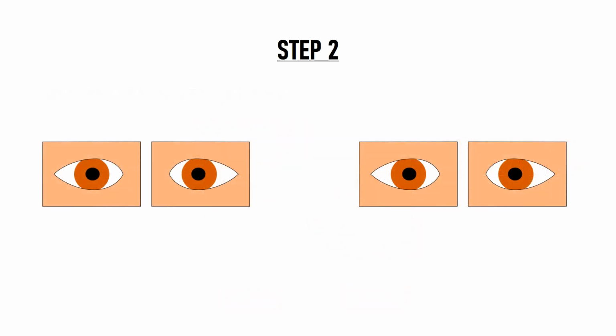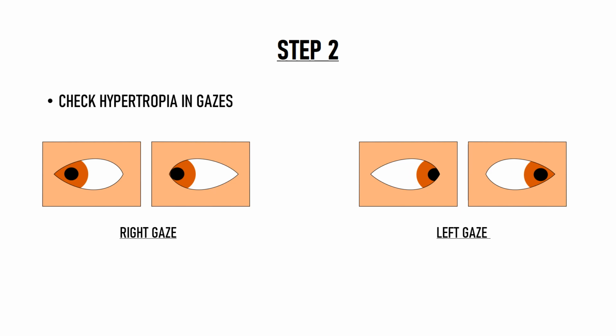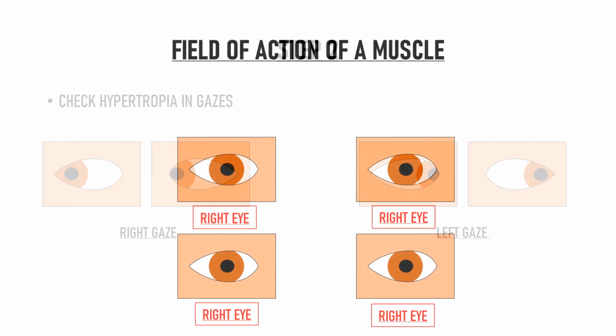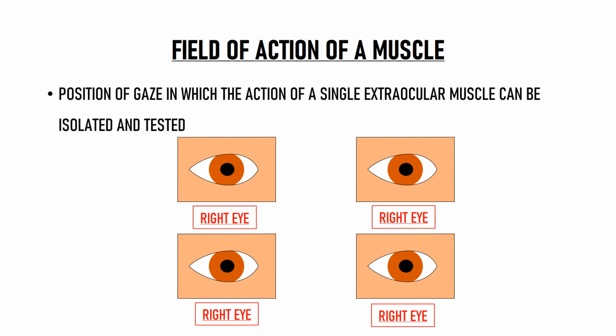In the second step, we check the vertical misalignment, that is hypertropia, in gazes. Right gaze is when the patient looks to his right and left gaze is when the patient looks to his left. To understand this step, we need to understand what we mean by field of action of a muscle. Field of action is the position of gaze in which the action of a single extraocular muscle can be isolated and tested. What does that mean?